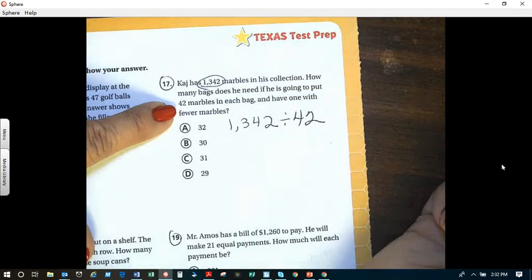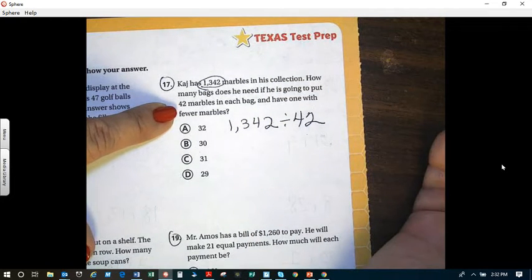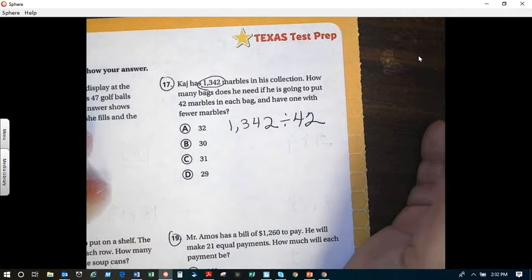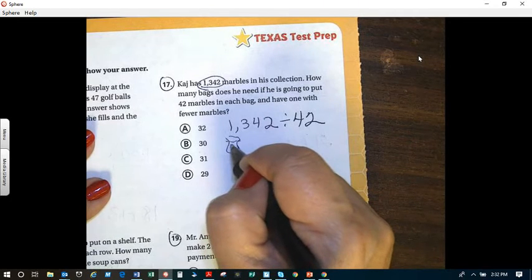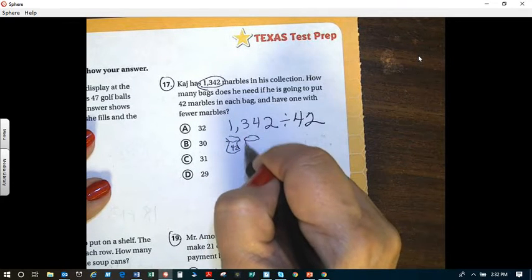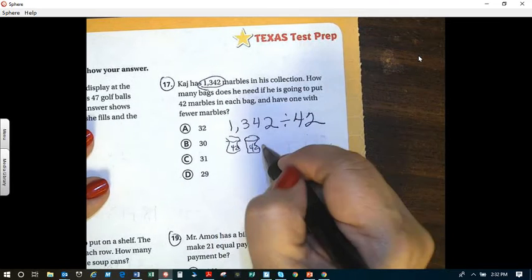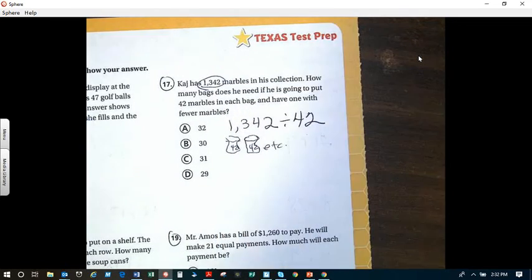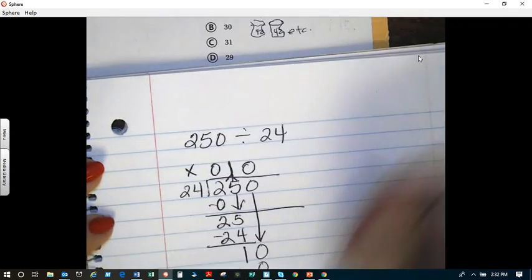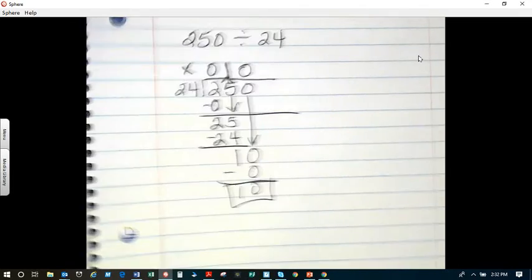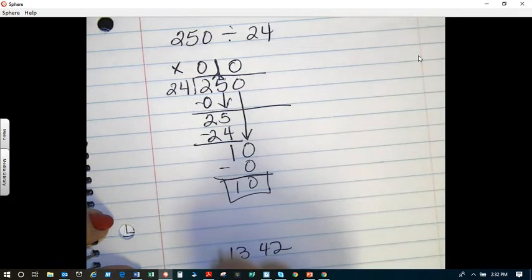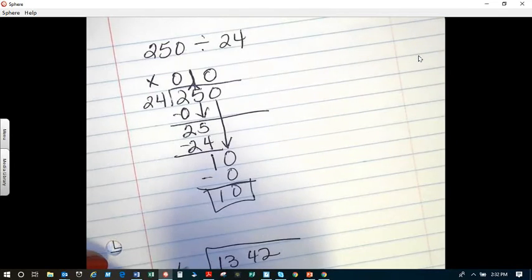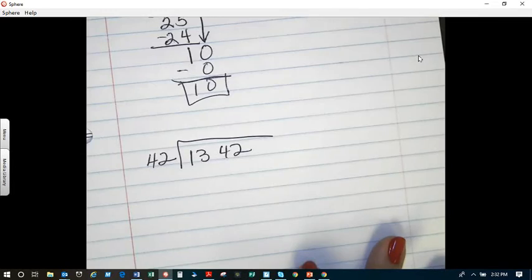There's going to be 42 in each. So now we need to find out how many groups or bags does he have if each bag is going to have 42. So if you're having a hard time visualizing, let's put a bag. This is 42. 42, etc., etc., because I'm not going to draw those all out. That's crazy. So I'm going to move it over here and do my division problem. So my next page, 1,342 divided by 42. And again, you can do standard algorithm or you can do the area model.